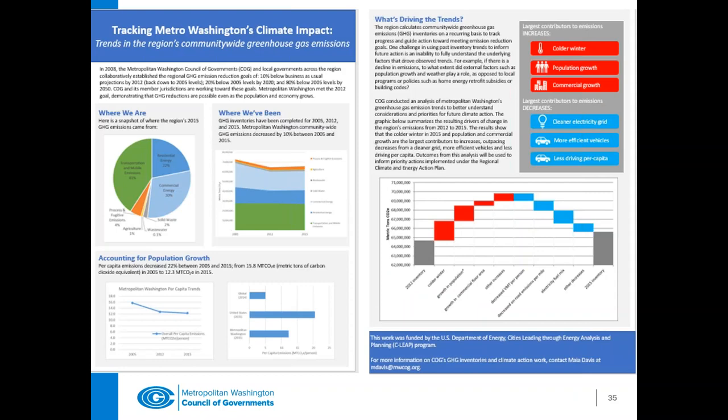All the project partners put together a summary fact sheet. And this one is our COG fact sheet. It's available online at the links that ICLEI had directed you to. Next slide.